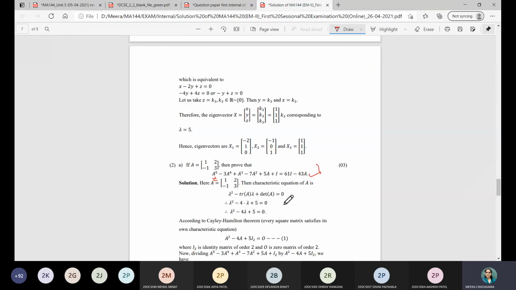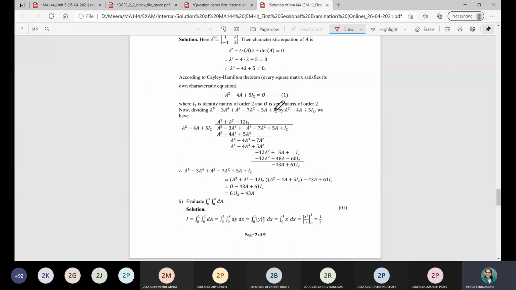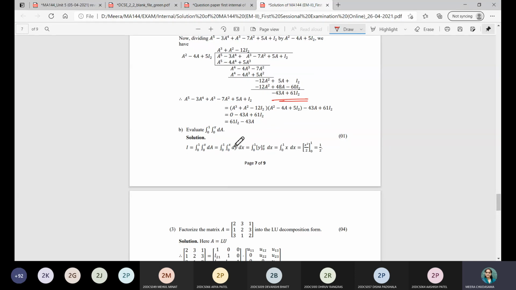If you prove it using the Cayley-Hamilton theorem, it is the easiest way, otherwise you have to go to 5th order matrix multiplication. So this is the characteristic equation corresponding to the given matrix, and when you solve it you will get this, so straight away you will get the RHS of the asked equation.